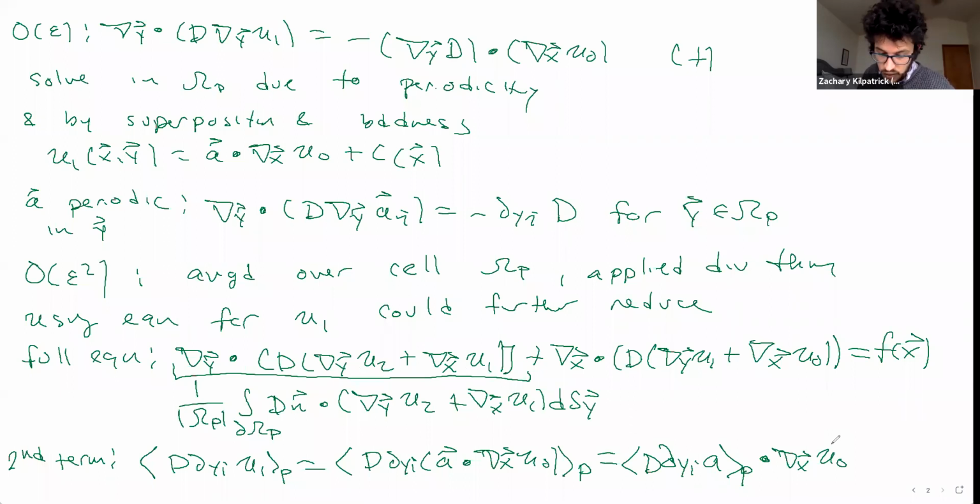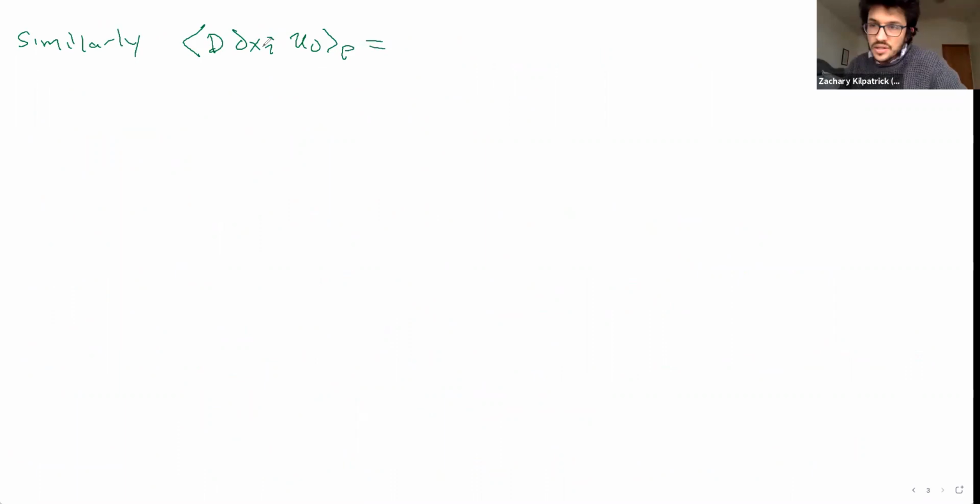So similarly, we can take this second term here and we can average that over our cell. And so similarly, the average of dx_i u0 over the cell, this whole thing here, it just depends on x.